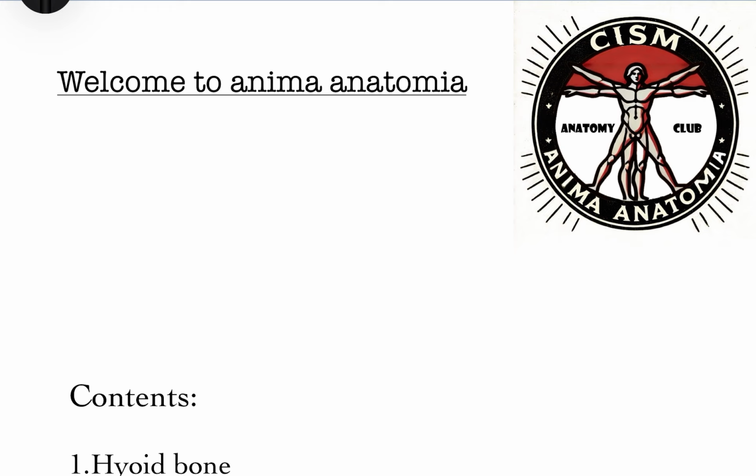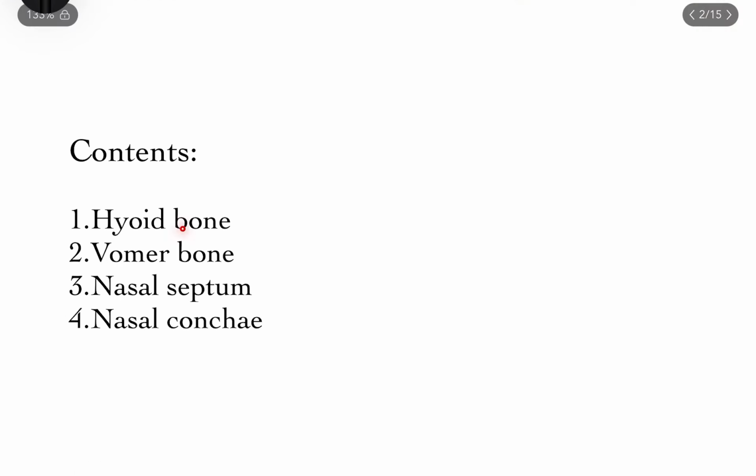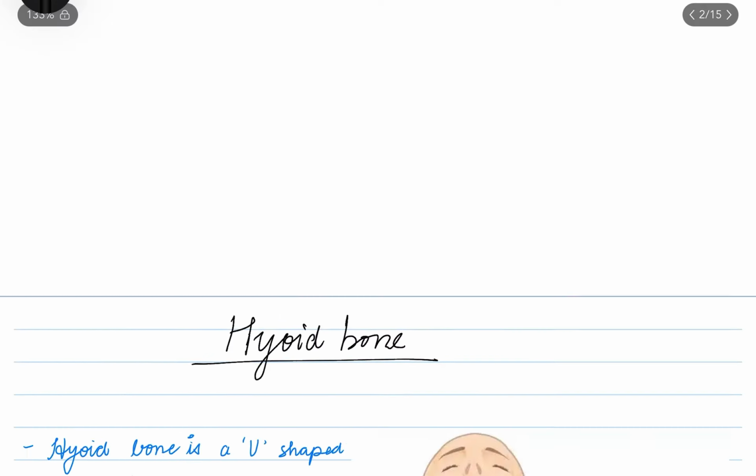Today we will be discussing the hyoid bone, vomer bone, nasal septum and nasal concha. First I'll start with the hyoid bone.